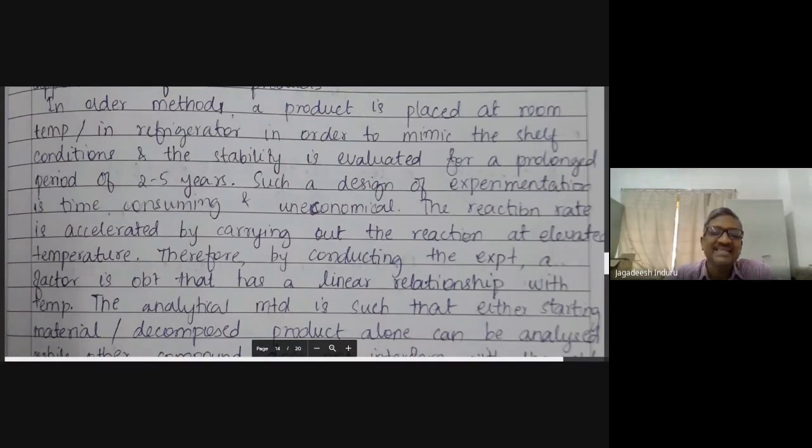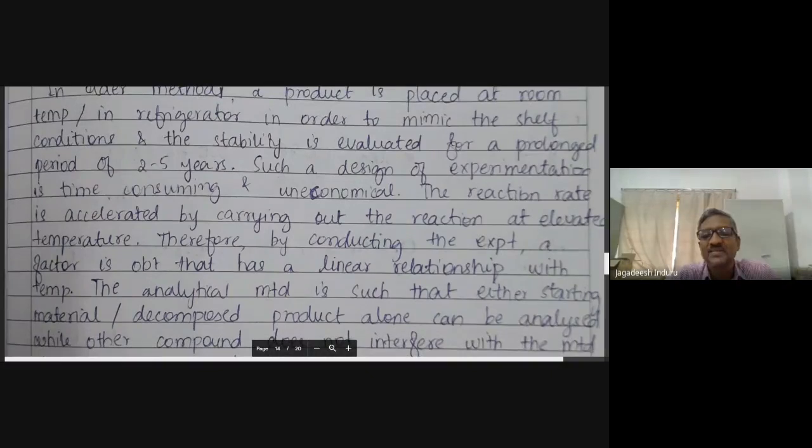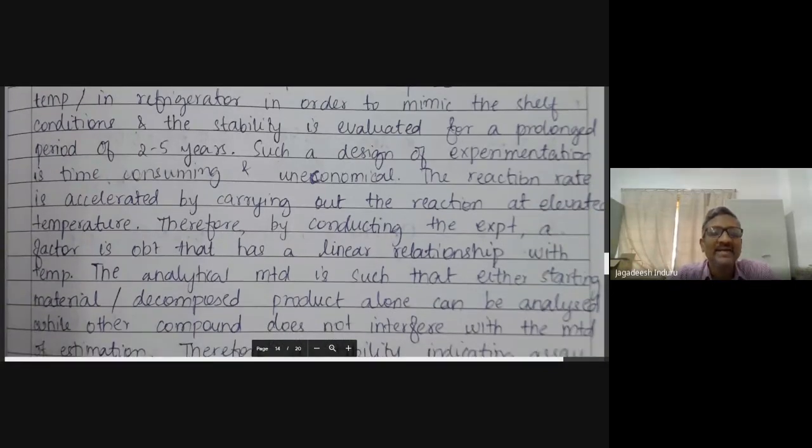If your reaction rate is accelerated, we make it very fast by making some changes like increasing the temperature. It's according to the Arrhenius concept. For every 10 degree increase in temperature, there is a 2 to 3 times increase in the rate constant. So that is the reason we conduct the experiment under higher conditions and find the linear relationship of that particular condition with our degradation. We make it very fast in a short span of time, and we can extrapolate it to the normal temperature, normal conditions, and determine the stability estimated in a short span of time.